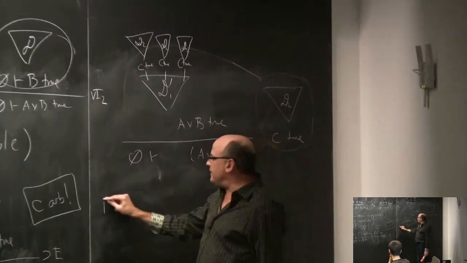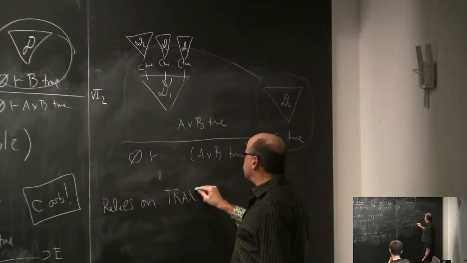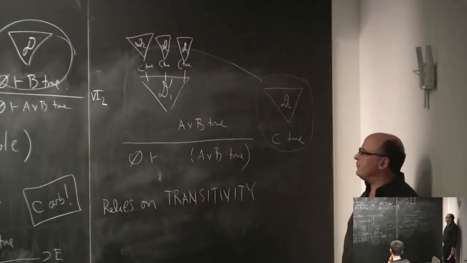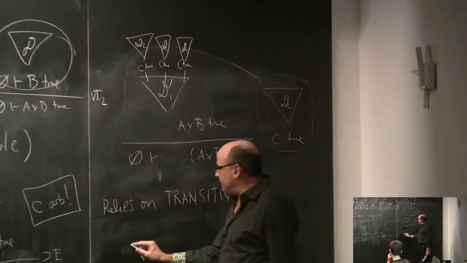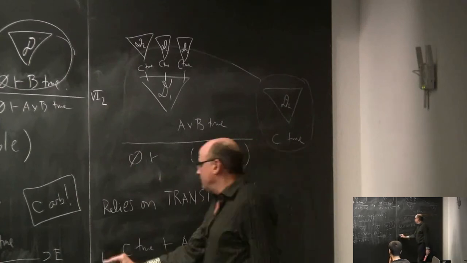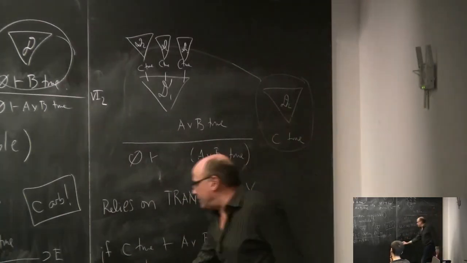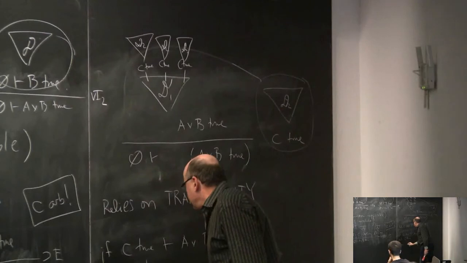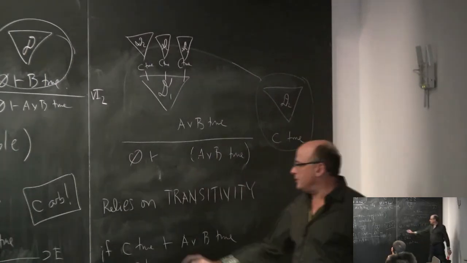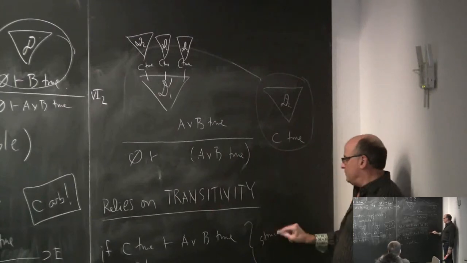And notice that what it relies on is transitivity of entailment, amongst other things, which I talked about before. Because it relies on the idea that if I can show that C true entails A or B true, and C is true, then by clicking these things together, this is one of the structural properties, then A or B is true. That's what I used here. So I relied on transitivity, which was one of the structural properties of entailment.